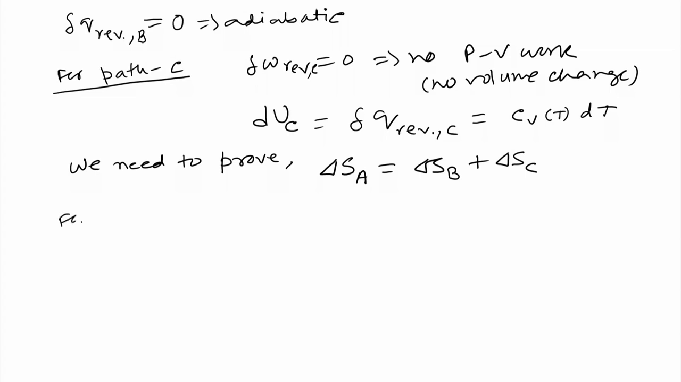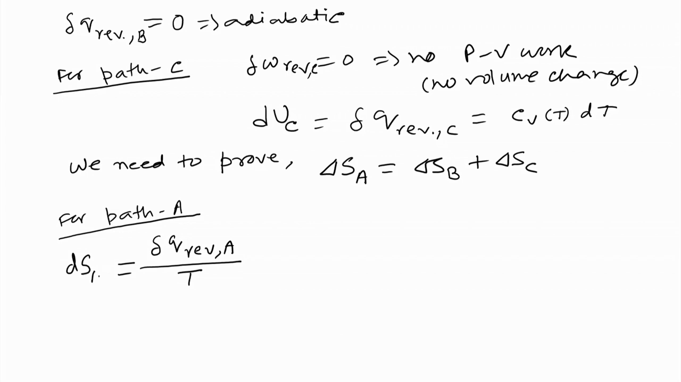Now, what about path A? For path A, delQ reversible A by T is nothing but entropy change for path A. And for path A, dU for path A is 0, because the reverse process is isothermal one, and we have considered ideal gas. Since there is no temperature change for path A, there is no internal energy change for path A. So, it gives us delQ reversible for path A is nothing but minus delW reversible for path A or plus P dV.